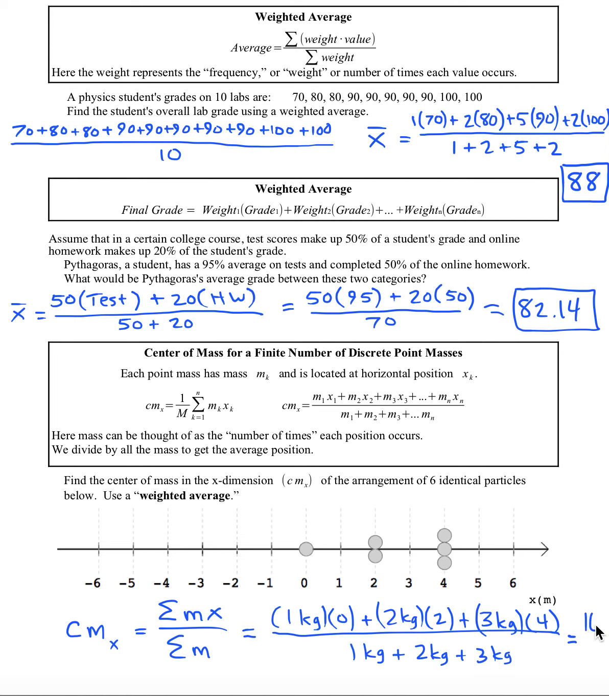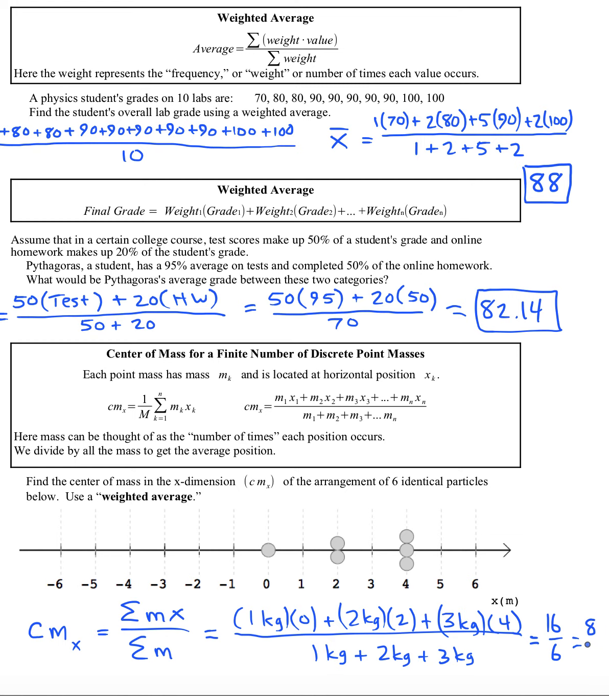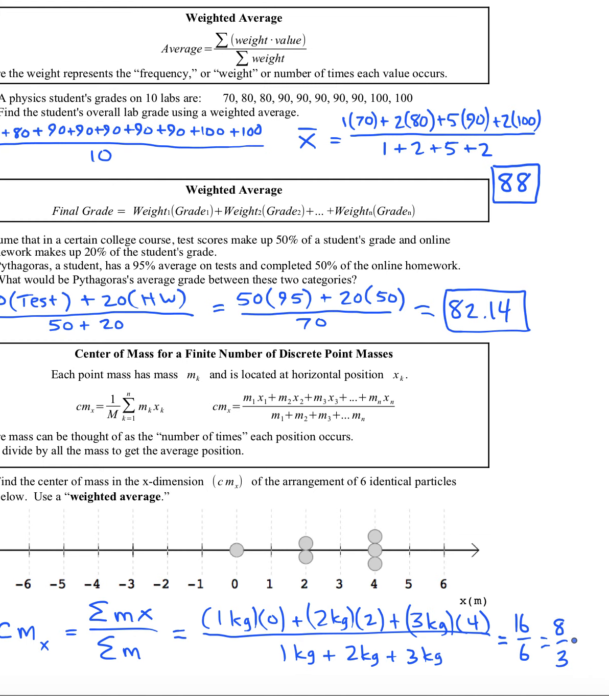Okay, we're going to get 16 over 6, which is 8/3 meters. 8/3 is approximately 2.67. Okay, so our actual center of mass in the x dimension is located right here.